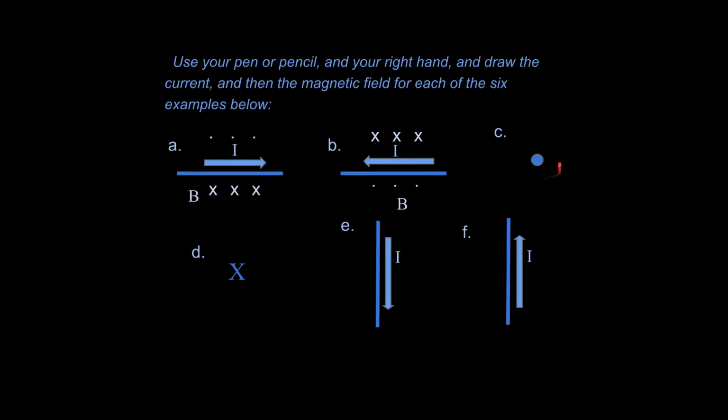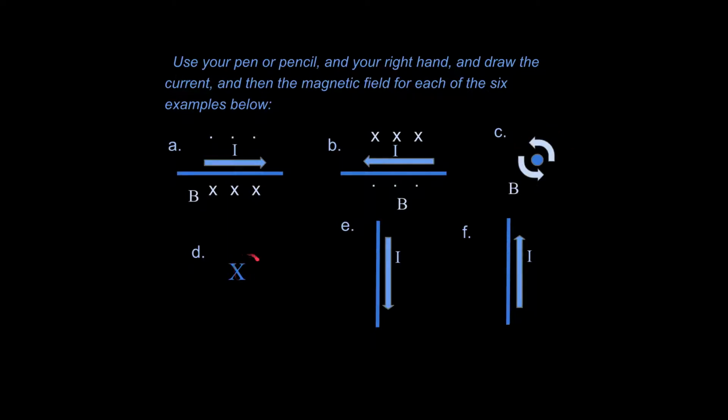All right, well, what about C over here? What do you think? What does this represent? Well, remember, if you're looking at a dot, that means it's coming towards you. So imagine the thumb of your right hand is pointing towards you. What would be the direction of the magnetic field that's created by that current? Well, the direction is going to be like this, right? It's going to be counterclockwise.